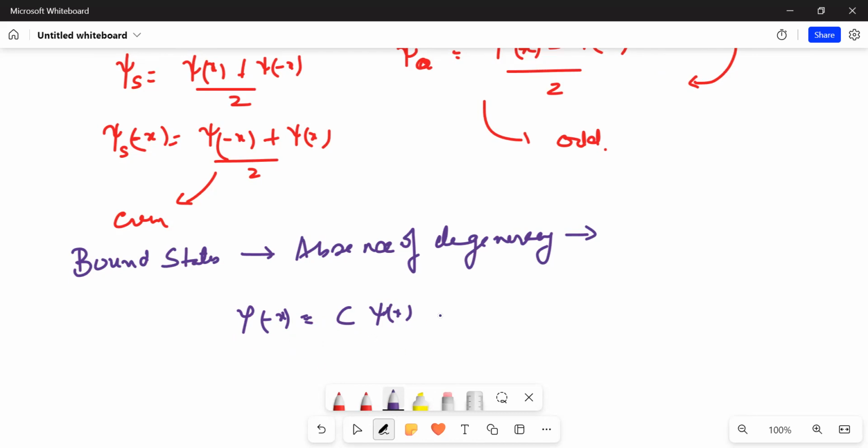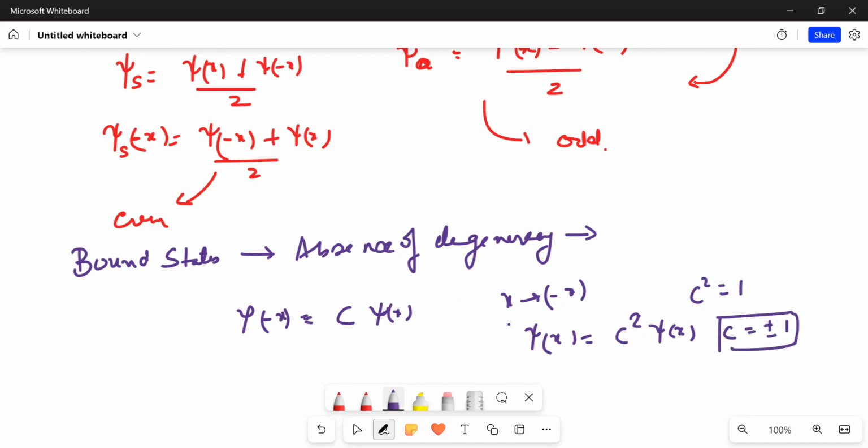If they are equal, and I replace x by minus x again, what am I going to get? I'm going to get psi(x) equal to c times psi(-x), which equals c squared times psi(x). I know that the wave function, if I'm not taking potentials to be infinite, is not supposed to be 0. So it implies that c square has to be 1, so c has to be plus or minus 1. So either psi(-x) is equal to psi(x), which implies evenness, or otherwise psi(-x) equals minus psi(x), which implies odd.